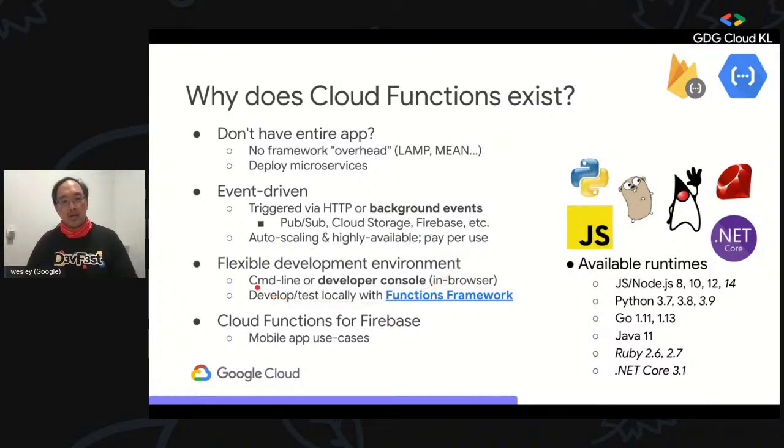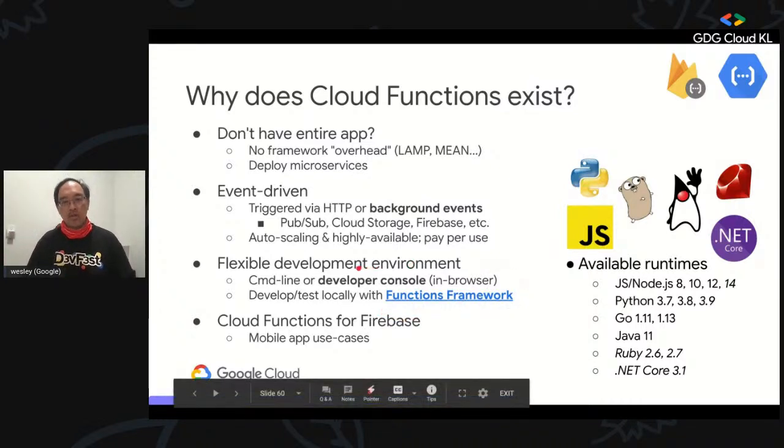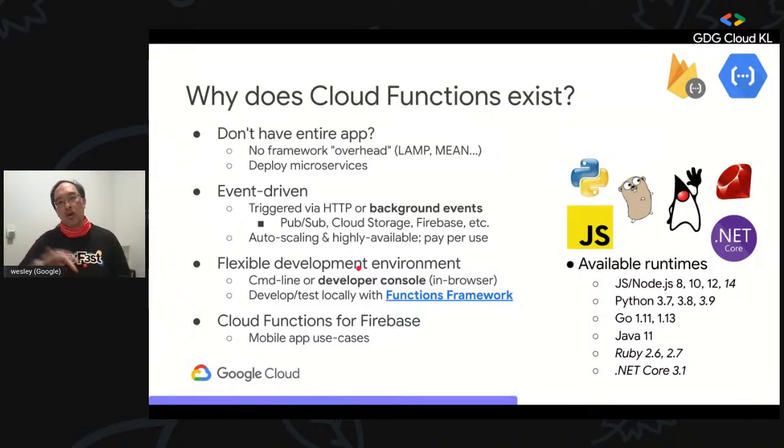You can code on the command line just like App Engine, but you can also code in the console. I can create a Cloud Function in the console, in the Dev console. I can code in the Cloud console. I can deploy in the Cloud console. I can test in the Cloud console. So you can do everything in the Cloud console. But if you want to develop locally, I recommend that you use the Functions Framework, which is a thing that lets you deploy and run functions locally, so you can have everything tested before you upload it to Google Cloud.